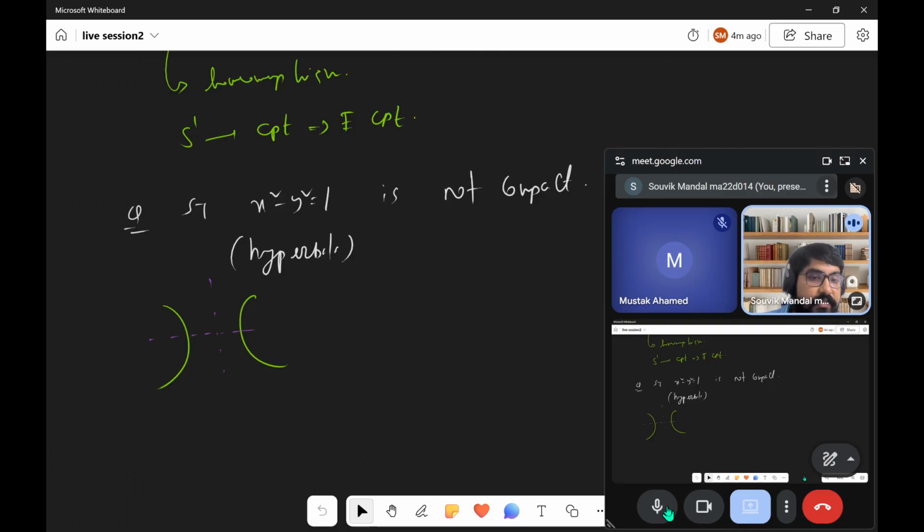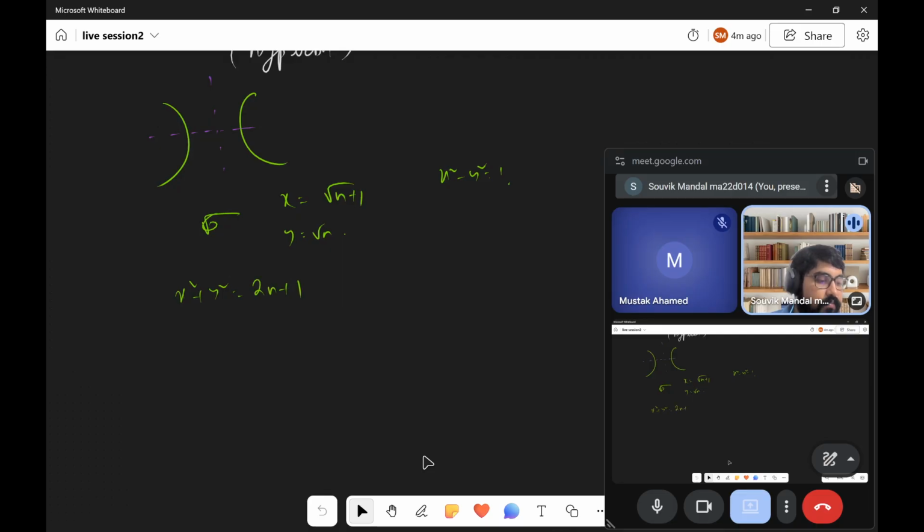See, the point is you can choose the point x equal to root over n plus 1, y equal to root over n. Of course x square minus y square equals 1. However, x square plus y square is 2n plus 1, which goes to infinity as n becomes sufficiently large, right? So this implies the hyperbola is not compact, correct? So this is the argument.